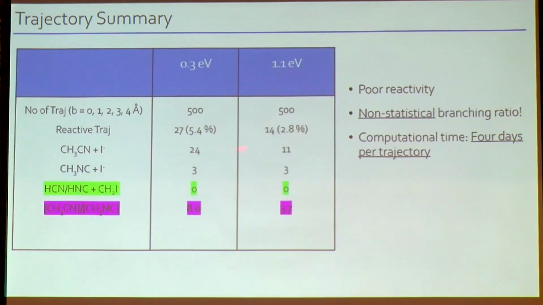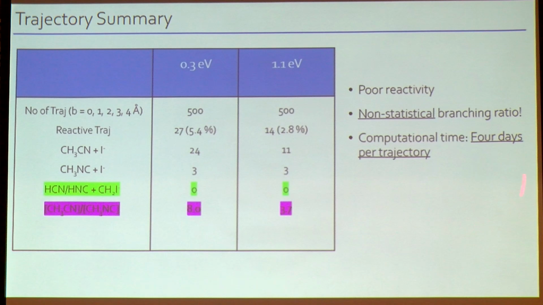So with this small number of trajectories, we computed the product branching ratios. It was not 1:1. What we found was 8.0 and 3.7 in favor of the thermodynamically more stable CH3CN isomer. One issue with this entire calculation is that the number of trajectories is way too low to make any statistically meaningful result. One of the reasons is the computational time. We don't have many facilities to generate a lot of trajectories. It takes almost 4 days per trajectory.